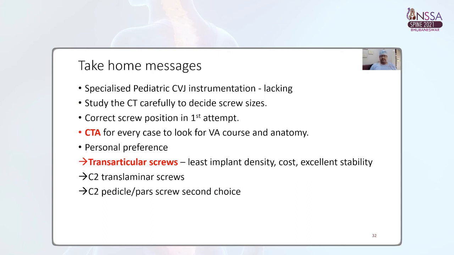CT angio is something which we do for every case to look for the growth of the vertebral artery. My personal preference is to use the C1, C2 transarticular screws, since they have the least implant density, hence the least cost, and have excellent stability.